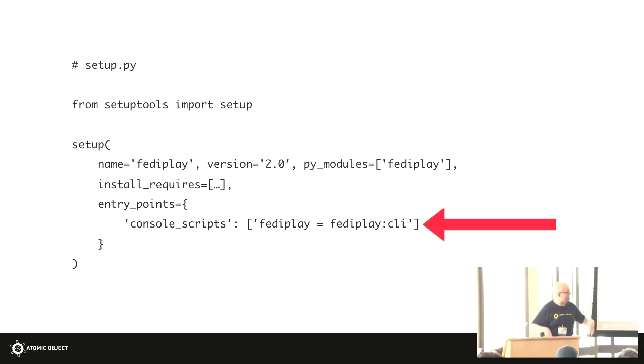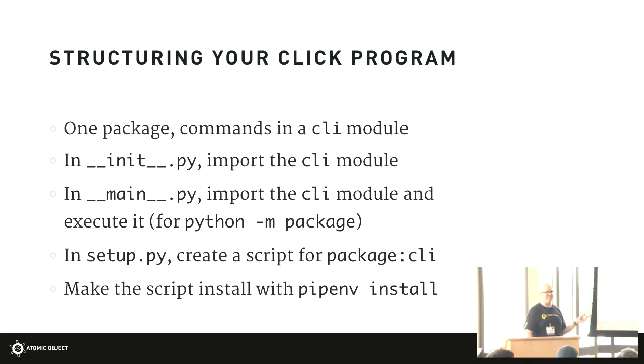Anyway, it's executable. And what we're telling it to do is I want you to pull the module package fediplay, open and call the CLI function inside it, right? So that will create a program that knows how to get into your code and run it. One more step, which I found is actually kind of cool. I want that script to install into the virtual environment when somebody comes along and types pipenv install.